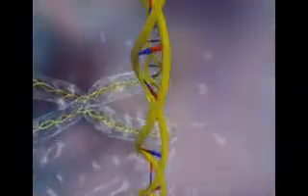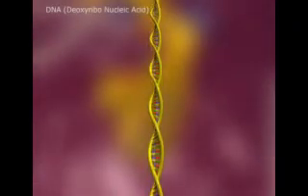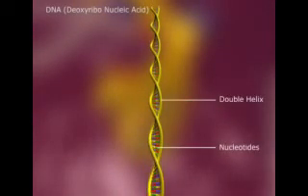We inherit genes from our parents, and these genes carry the information which determines all inherited traits, such as skin color, eye color, hair color, etc.